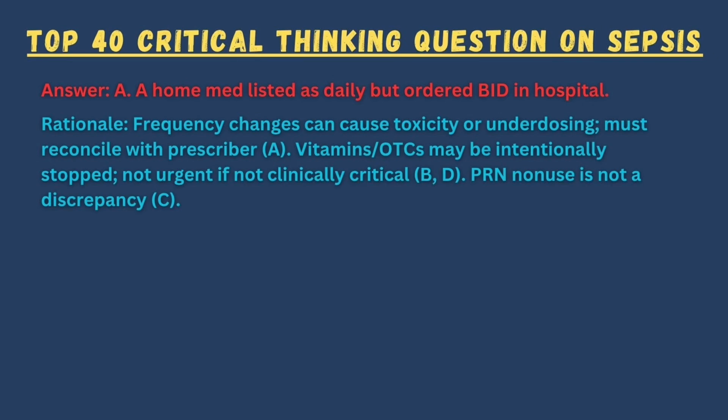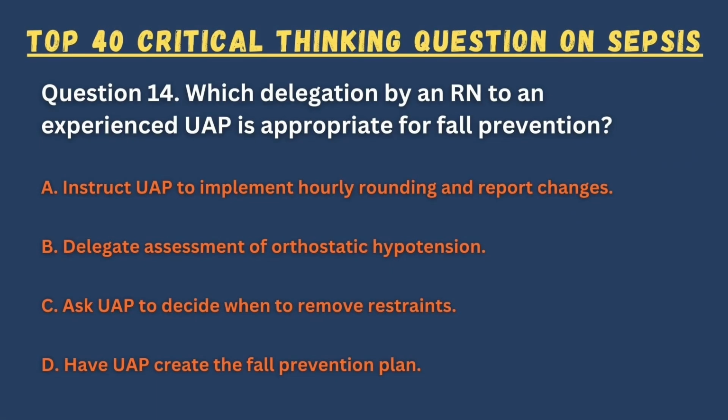Rationale. Frequency changes can cause toxicity or underdosing. Must reconcile with prescriber. A. Vitamins or OTCs may be intentionally stopped. Not urgent if not clinically critical. B, D. PRN non-use is not a discrepancy. C. Question 14. Which delegation by an RN to an experienced UAP is appropriate for fall prevention?